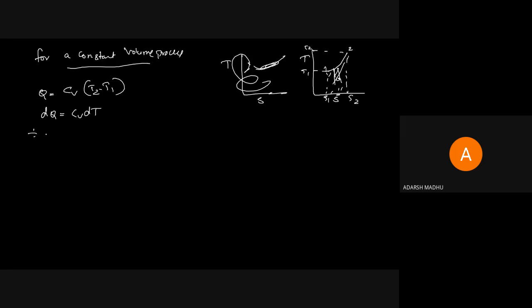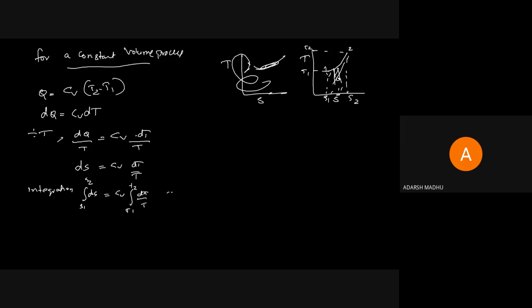Okay, and divide both sides by T, so that we get the entropy change. Divided by T, we get dq by T equal to Cv into dt by T. Then we know that dq by T is ds, so ds equal to Cv into dt by T. Integrating, the same procedure we did for the derivation, integrating ds from s1 to s2 equal to Cv, dt by T from T1 to T2, we get s2 minus s1 equal to Cv (log T2 minus log T1), that is log T2 by T1.